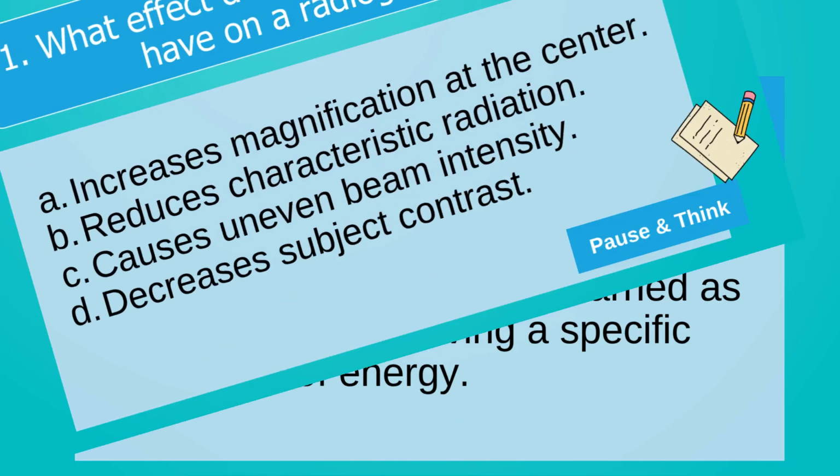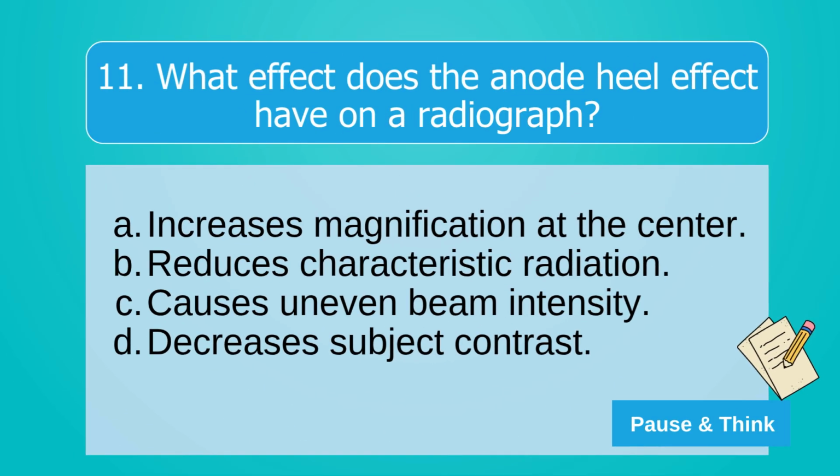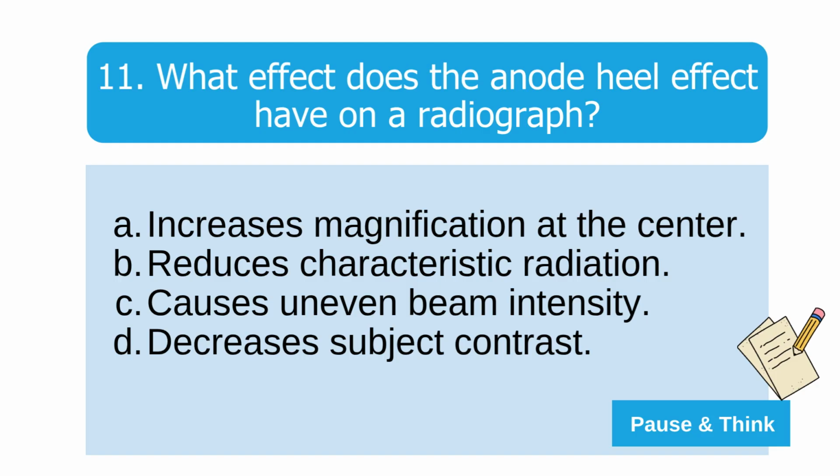What effect does the anode heel effect have on a radiograph? Option A, increases magnification at the center. B, reduces characteristic radiation. C, causes uneven beam intensity. D, decreases subject contrast. The correct answer is option C.